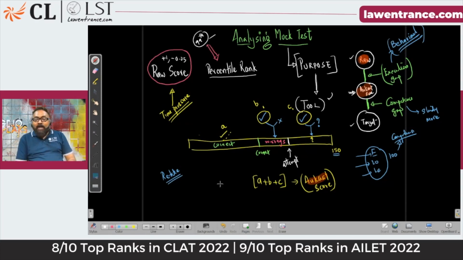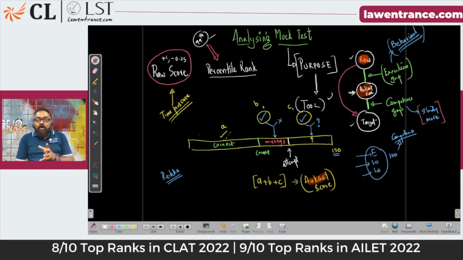And then you have this competence gap. I list down stuff that I need to study. If I don't do this, and if I just look at the raw score and then look at the target score, then you are directionless. So this is what you should do with respect to analysis of the test.